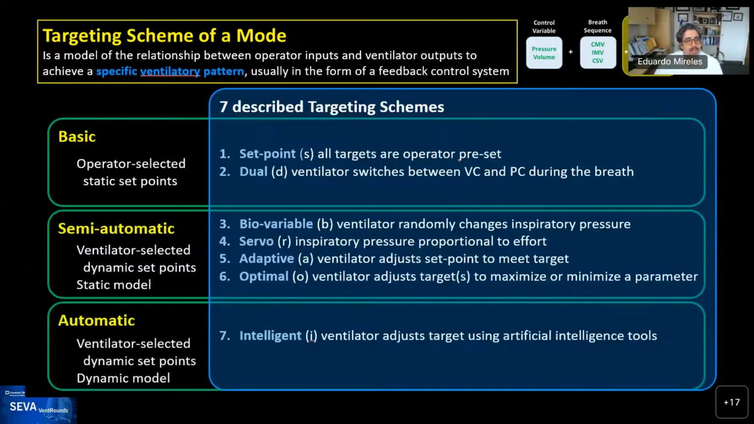And so we talked that there were several targeting schemes. So far in the literature, we have described 7 targeting schemes, and they go from very simple, where you control everything, you, the operator, set all the targets that the ventilator should achieve, all the way to really complex, in which actually the ventilator, not the operator, adjusts the targets according to artificial intelligence. And we have been going through each one of these targeting schemes with some examples in these SEVA VentRounds. Rob?